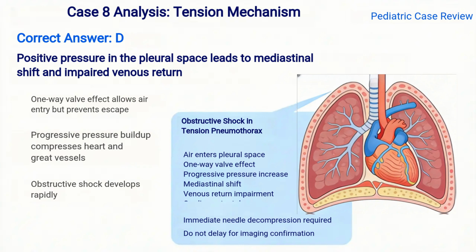In this asthmatic patient, the intense Valsalva effect from severe coughing ruptured an alveolus, creating a one-way valve effect allowing air to enter the pleural space but not escape during expiration. Progressive pressure buildup compresses the heart and great vessels, causing mediastinal shift and impaired venous return. Cardiac output falls rapidly, producing obstructive shock. Asthma is a known risk factor for secondary spontaneous pneumothorax precisely because of this mechanism.